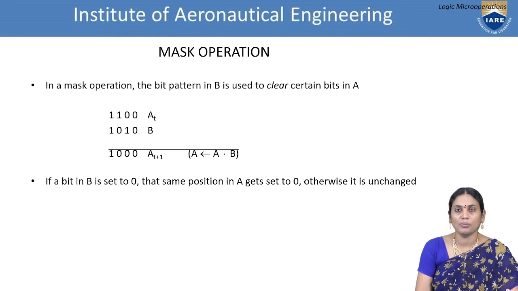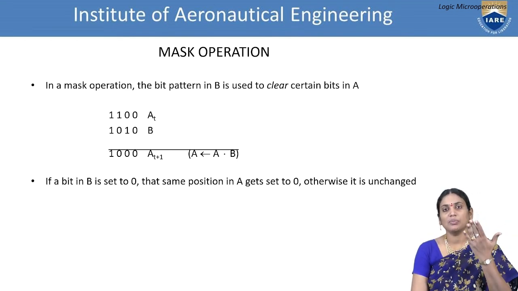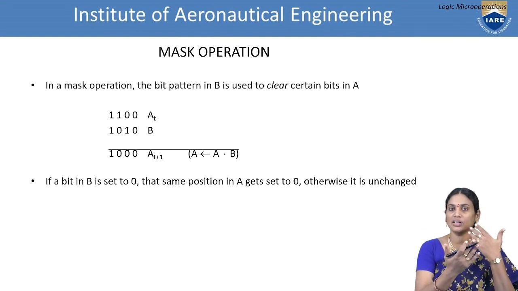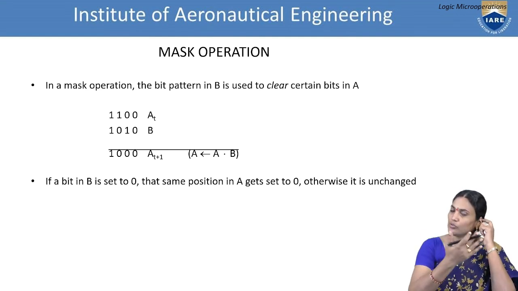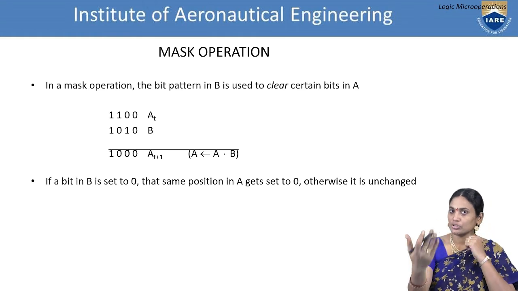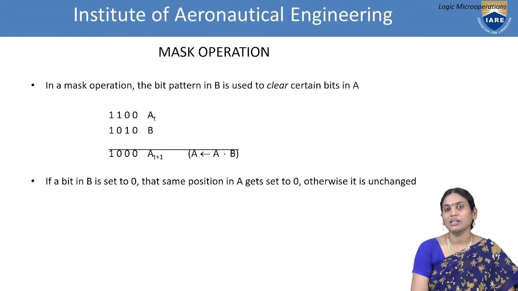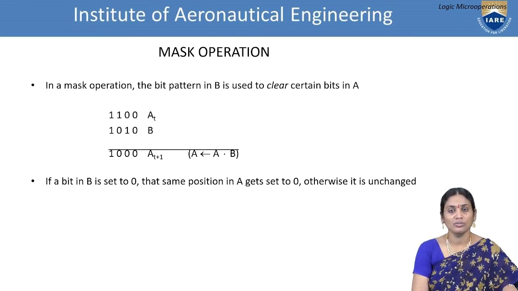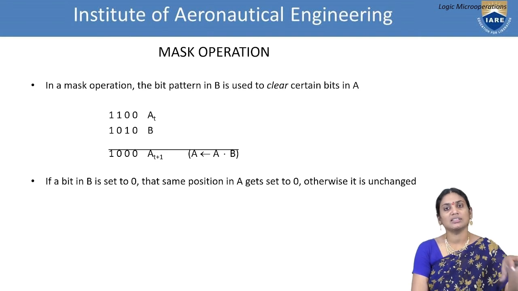Next one is the mask operation. Mask is nothing but, for example, if you completely mask something, what happens? The previous content will be deleted and the new content will be visible to external persons. Similarly, here also we perform the same thing. You are simply taking the A value and the B value. When a bit in register B is set to 0, the same position will be set to 0. Otherwise, it will remain unchanged.